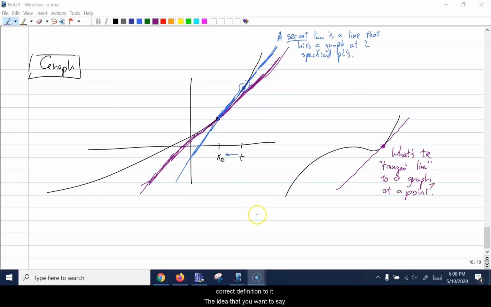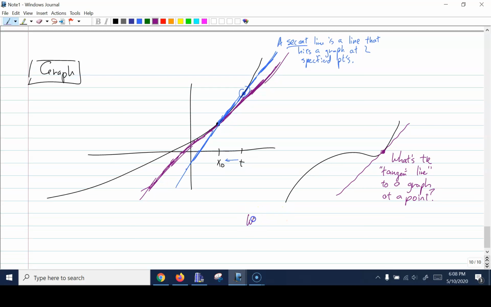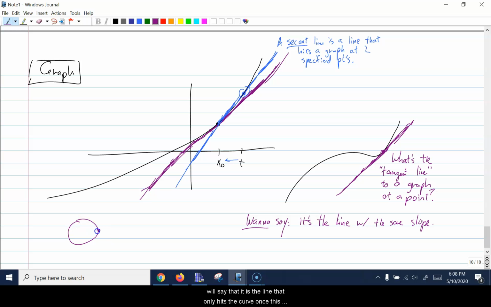The idea that you want to say is that it's the line with the same slope. This sort of passes the buck along of what does the slope of the graph at the point mean. Well, what it means is what's the slope of the tangent line. That's not a good definition. Sometimes people will say that it is the line that only hits the curve once.